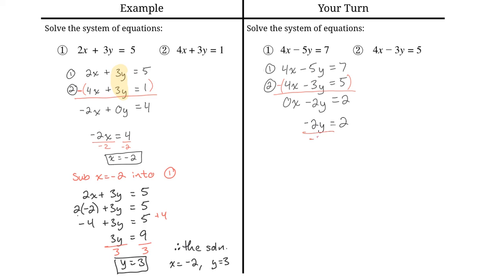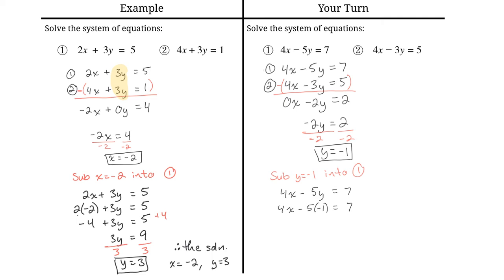We can just divide by negative 2 to get rid of it, because we want to isolate y. So y is equal to negative 1. But we're not done yet, because we need to solve for the other variable. So let's substitute y equals negative 1 into one of our original equations. And I'm just going to choose the first equation. So the first equation is 4x minus 5y equals 7. And we're just replacing that y with negative 1.